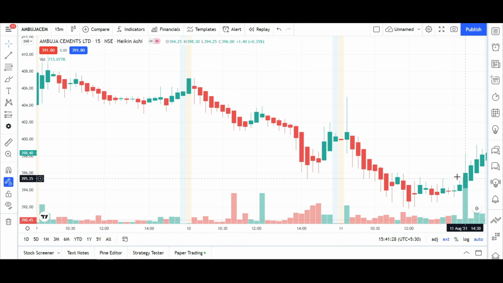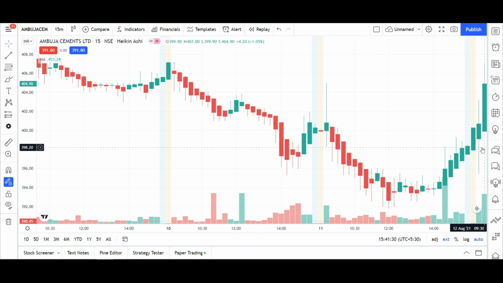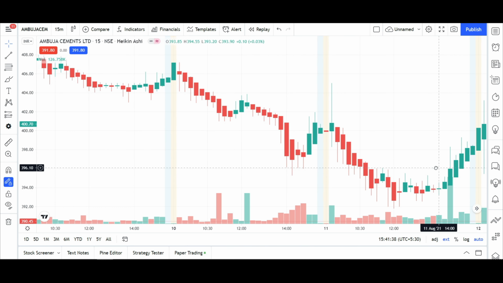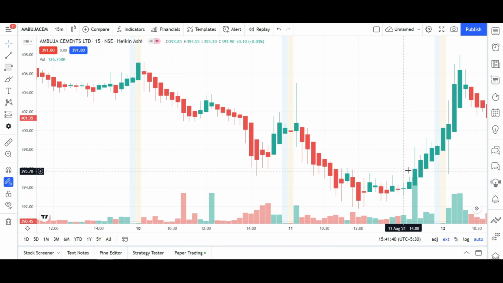This does not work in a normal traditional Japanese candlestick chart. This is only for Heikin-Ashi. In a traditional Japanese candlestick chart, a high wick rejection like this indicates a bearish trend. But over here it hasn't.